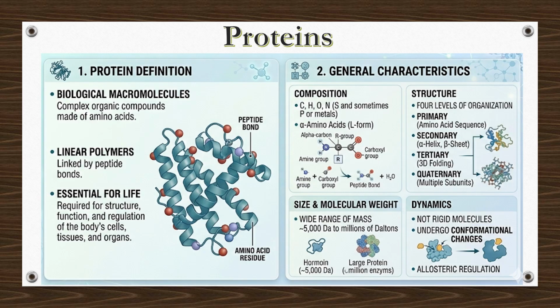The human genome encodes roughly 20 to 25,000 protein coding genes, but alternative splicing and post-translational modification expand this into hundreds of thousands of distinct proteins. Proteins are the most abundant organic molecules in cells, making up about half of cellular dry mass.